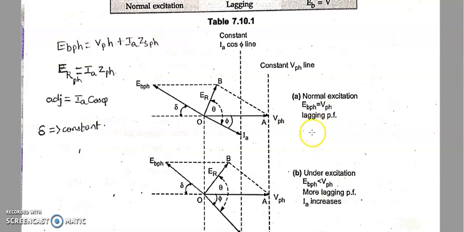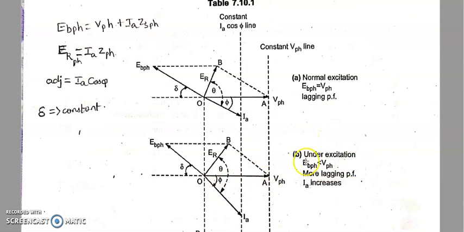Now next, in the next figure what happens? Under excite. Now what I'm going to do is I'm going to reduce the field current. If I reduce the field current, then EB phase will reduce. EB phase will be lesser than V phase. You can see here V phase is of this magnitude, OA length is of V phase, whereas OEB phase, you can see this length when compared to this length it is a bit shorter. Why? Because IF I am going to reduce here. The condition is under excitation, but V phase remains constant. Don't forget that. One more thing, IA cos phi line will also be constant.